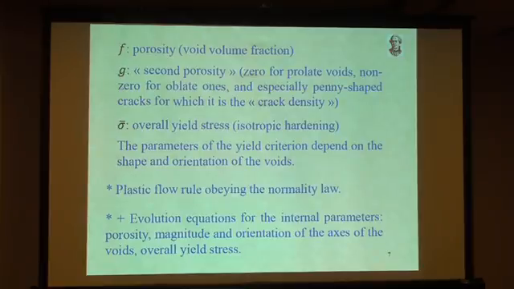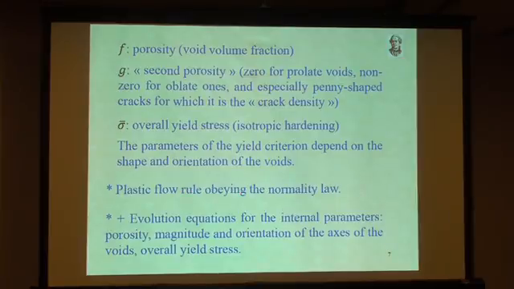So if you just take Gurson's criterion, if the porosity is zero, the criterion says that there is no effect of the cracks, which obviously is wrong. So that is why g must come into play somewhere. The other elements of the model: there's a plastic flow rule which obeys the normality law. This is not an assumption.